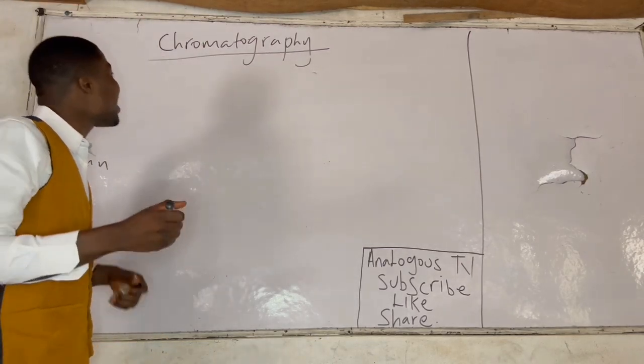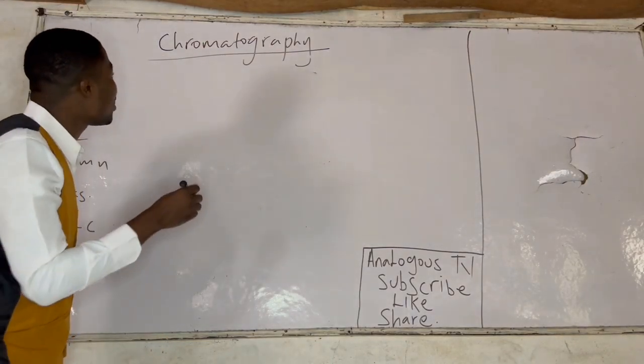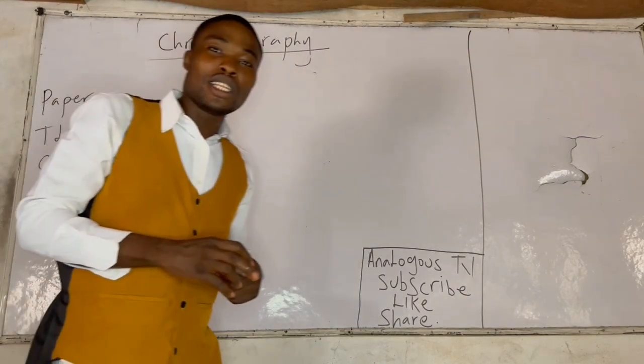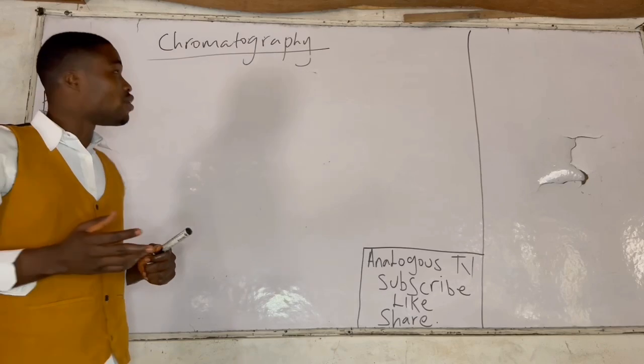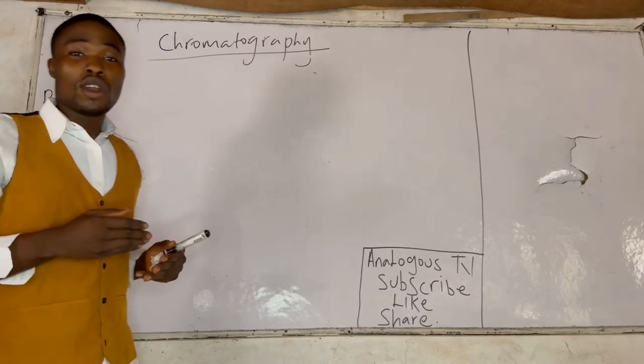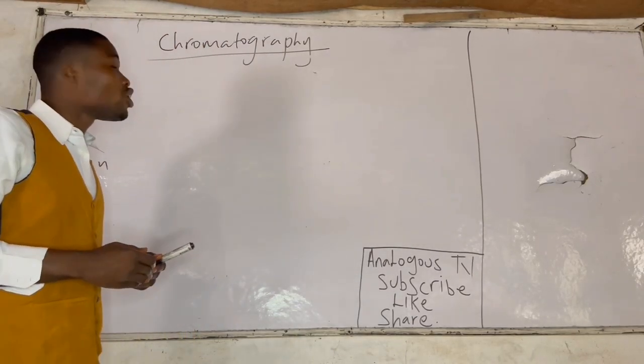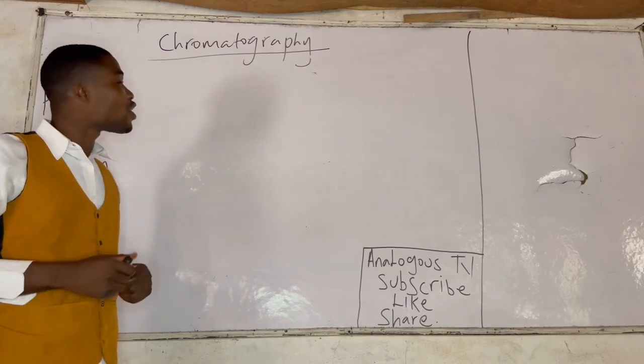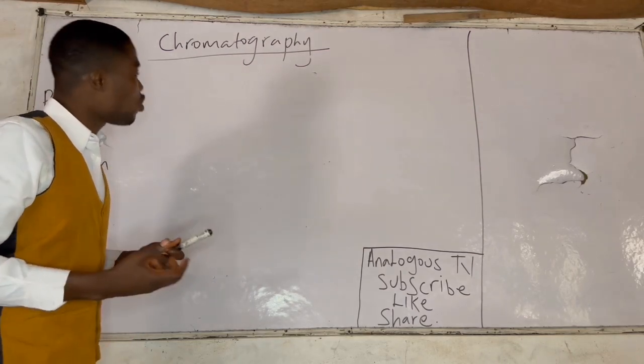The technique is used to separate, isolate, and purify organic compounds. To purify and isolate compounds, you can use chromatography, and you can also use it to identify compounds after a given reaction or experiment. Now, what is chromatography?